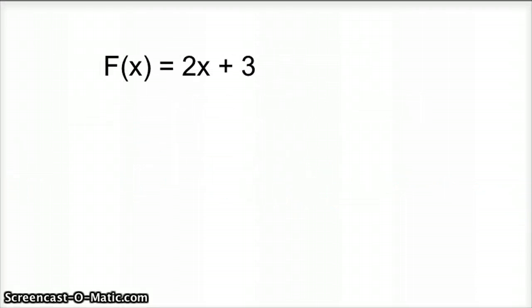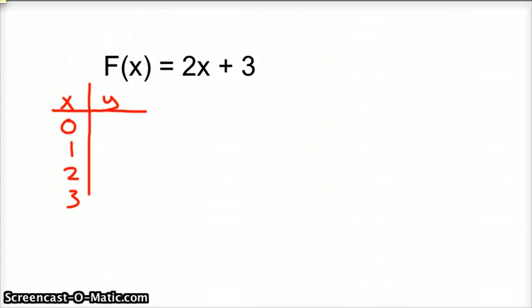So what happens if it's not listed as a set of ordered pairs? For instance, 2x plus 3. Well, get a set of pairs. So make a table. Here's x, here's y. Maybe I'm going to pick 0, 1, 2, and 3 because I'm unimaginative.